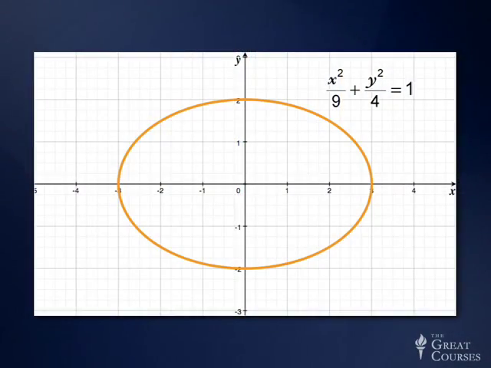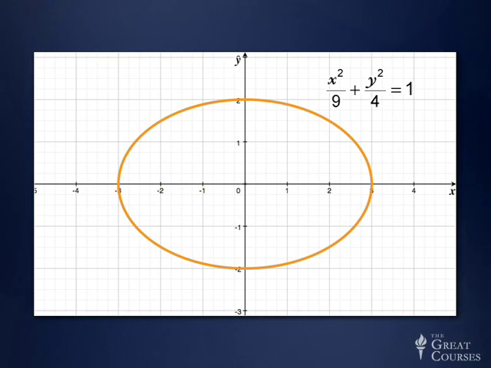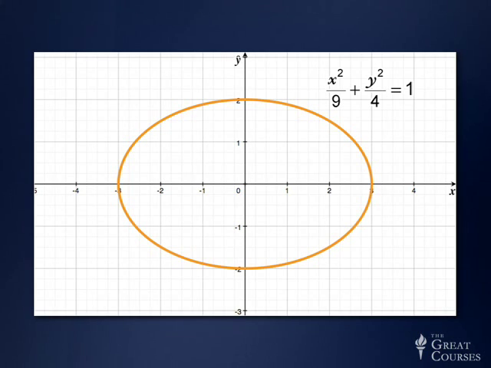So let's look, for example, at the graph of x squared over 9 plus y squared over 4 equals 1. Notice that that ellipse is elongated or stretched out along the x-axis. It's stretched in the horizontal direction. That's because the larger denominator in the equation, which is 9, is underneath the x squared term.